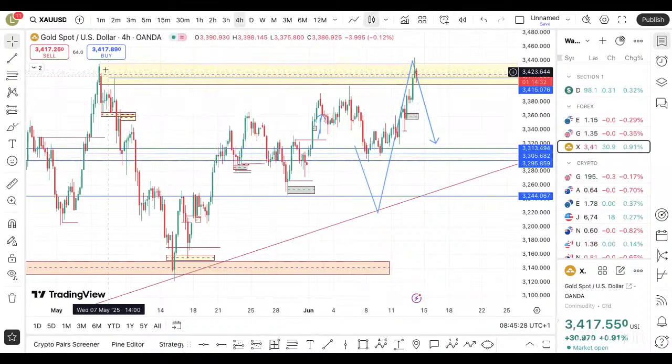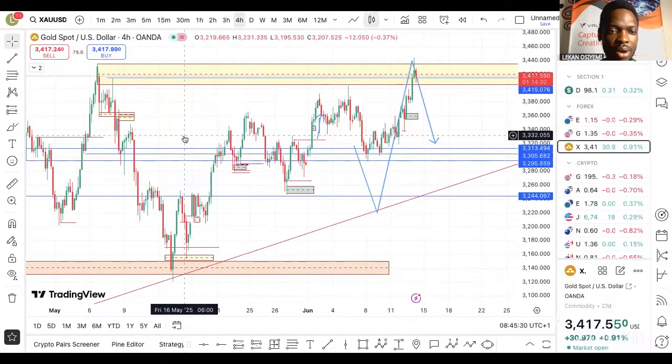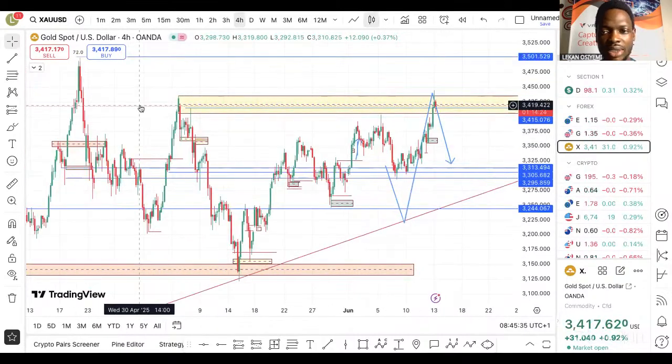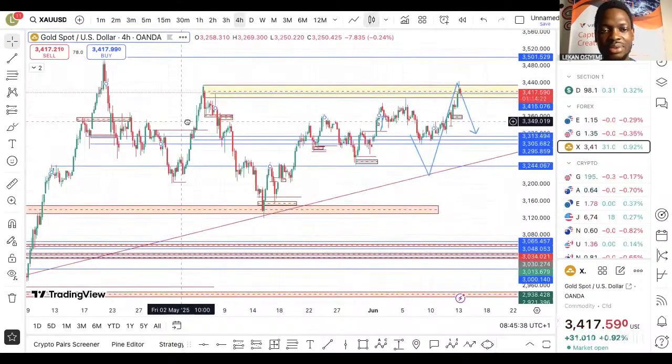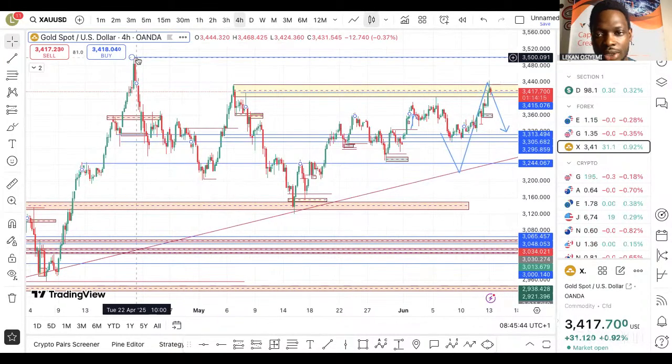After it took out this liquidity point, what is our major reference? Our major reference is very, very obvious. This is the current all-time high of the precious metal at the 3500 level, just as you can see here. So we've seen how price takes out liquidity around this level.